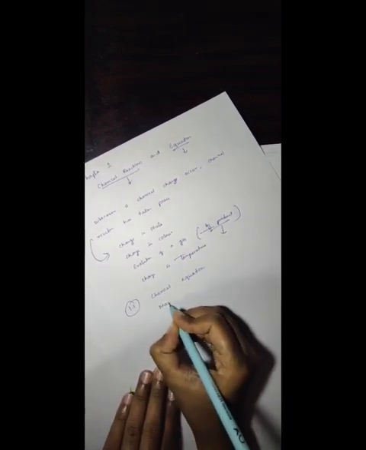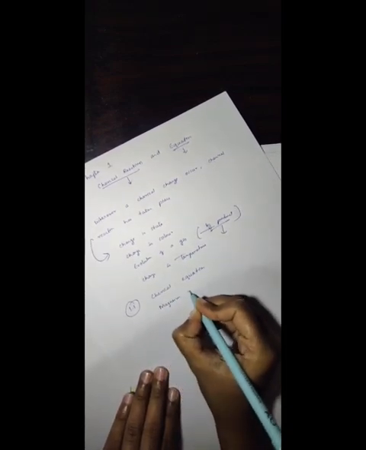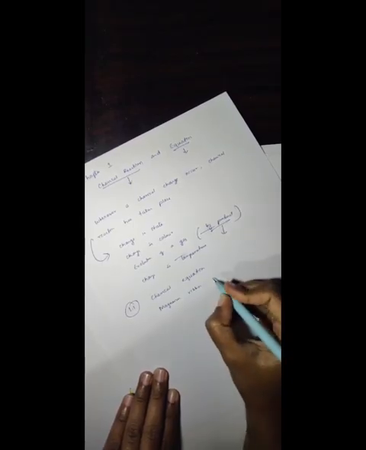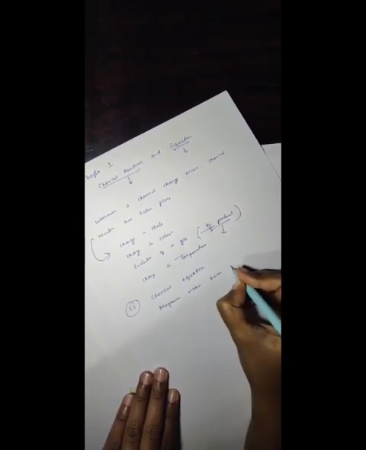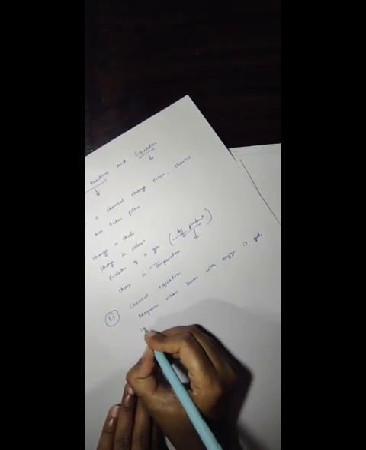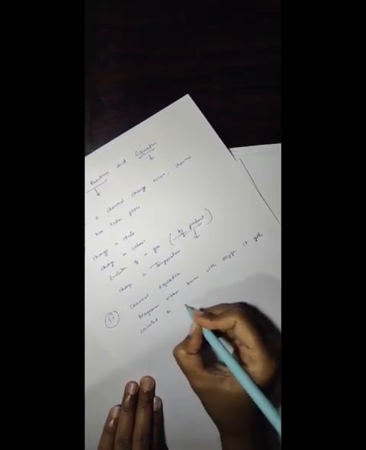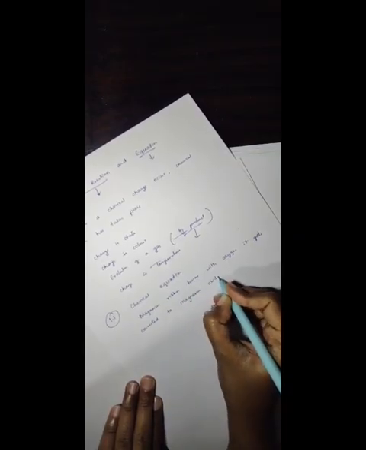So magnesium ribbon burns with oxygen, it gets converted to magnesium oxide.